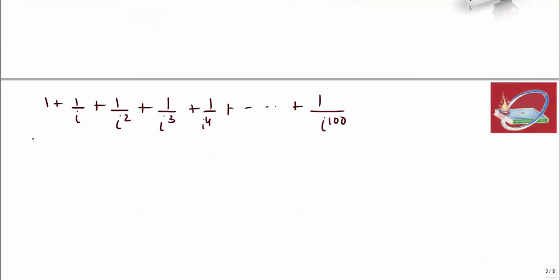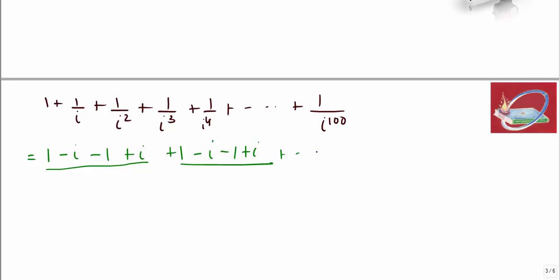What we can have is 1 upon i, which can be written as minus iota. i square is minus 1, so this is minus 1. 1 upon i is iota plus i. Again this is 1, and again we have a cycle like this. We will have the same cycle like this: 1 minus i, 1 plus i, 1 minus i, minus 1 plus i, and so on.